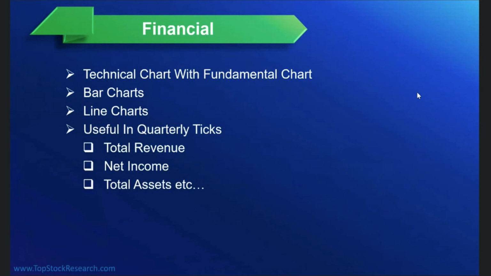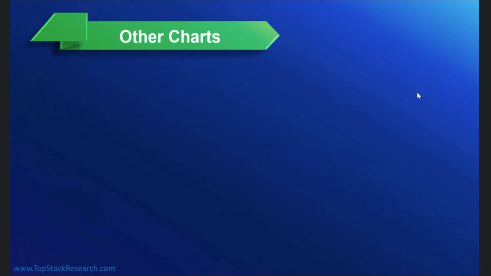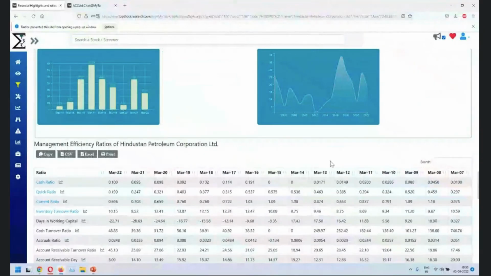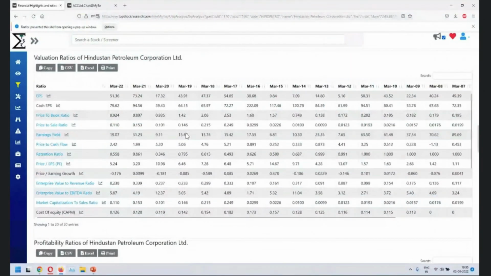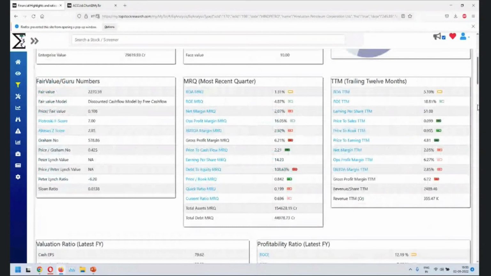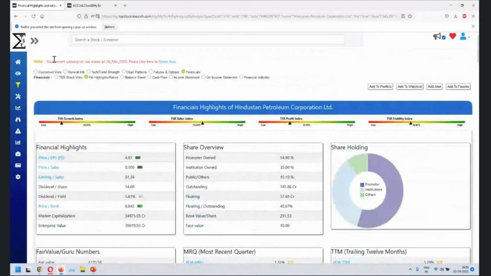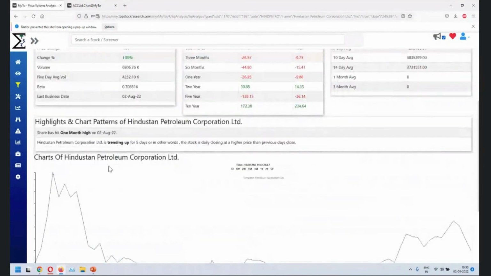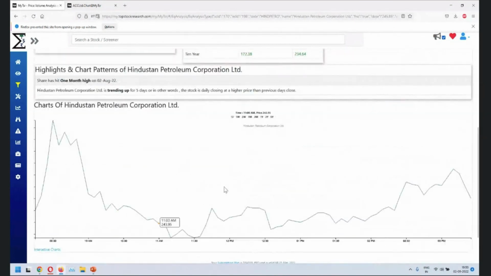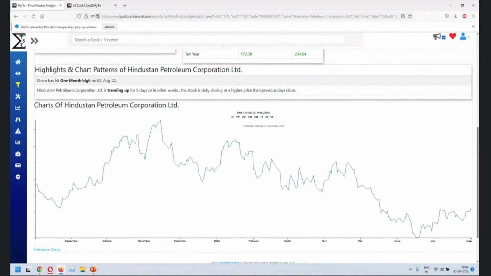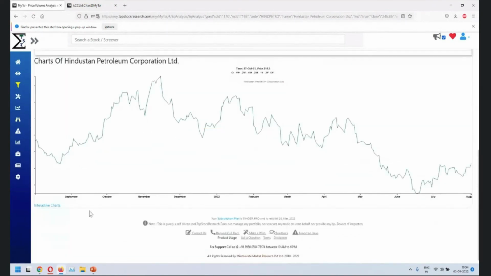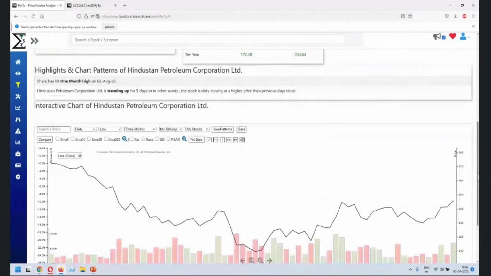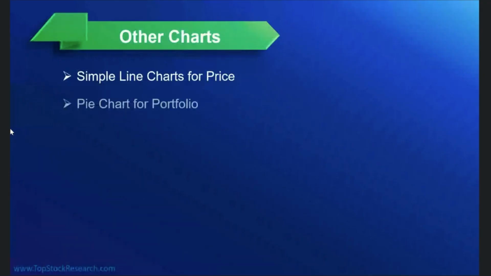Quarterly tick, we have seen that, right? Then the other charts we have are simple charts. Simple charts is where you find simple charts. Basically, not everybody feels comfortable with a chart. So let's go to general information. The basic information is here as well as some highlights. The charts are here, right? You can change the period that you are interested in. If you want to have interactive charts here, then you can always go and have the interactive charts also.